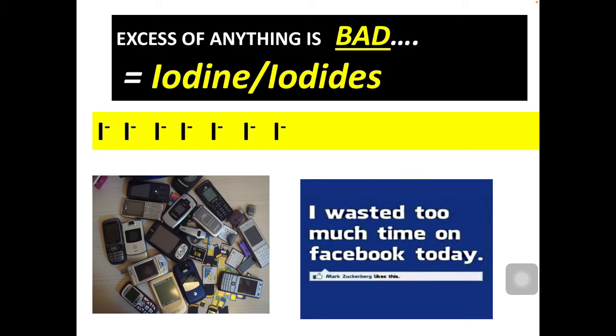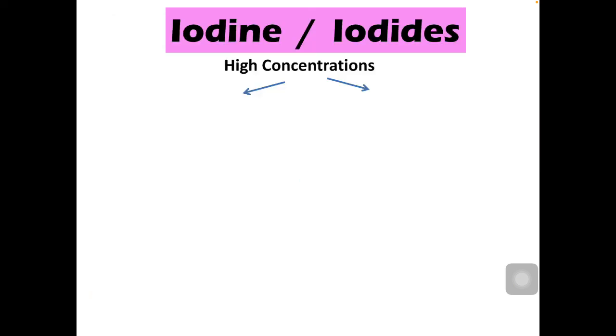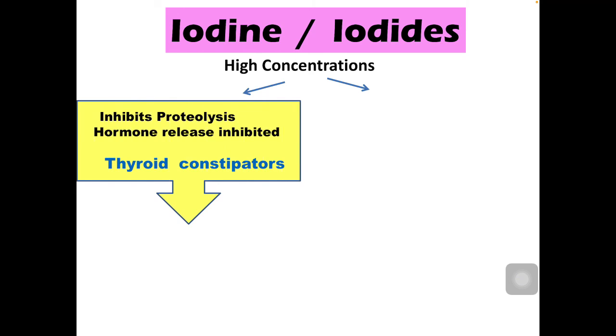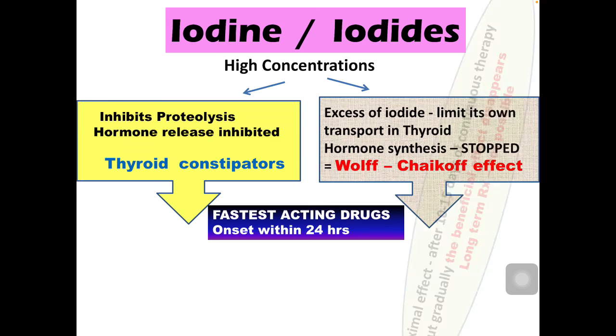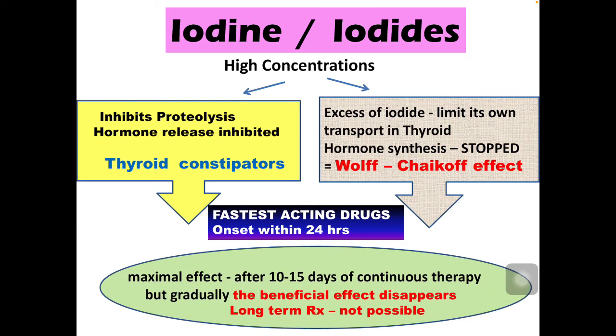The next group is those that inhibit proteolysis and release of hormones. These are iodine and iodides. A high concentration of iodine and iodide inhibits proteolysis and inhibits the release of hormones from the gland, so they are known as thyroid constipators. These are the fastest acting drugs. Their onset of action is within 24 hours. Maximum effect takes place at about 10 to 15 days, after which their beneficial effect disappears. So long-term treatment is not possible with this group of drugs.